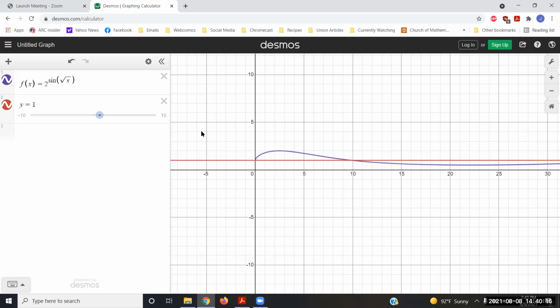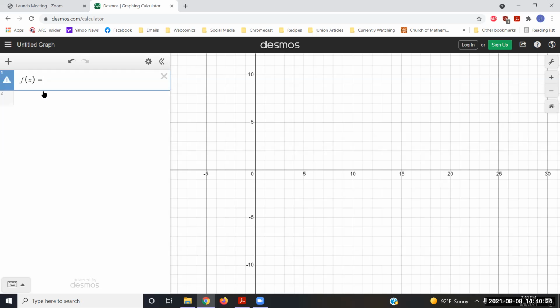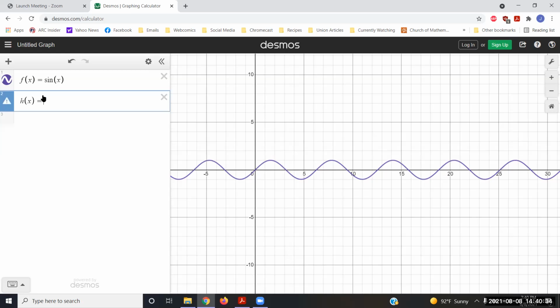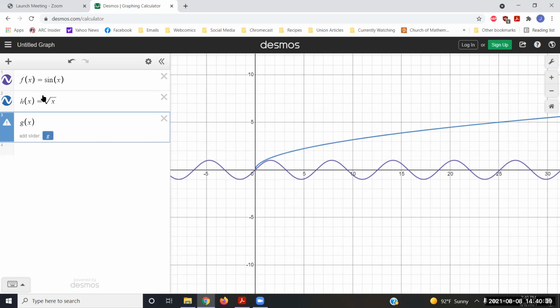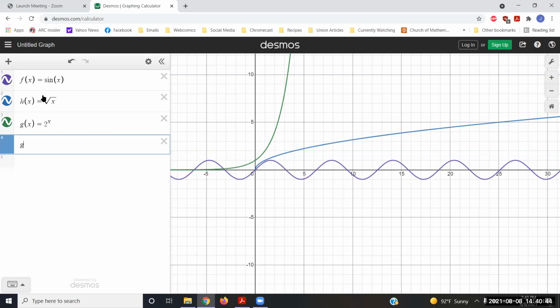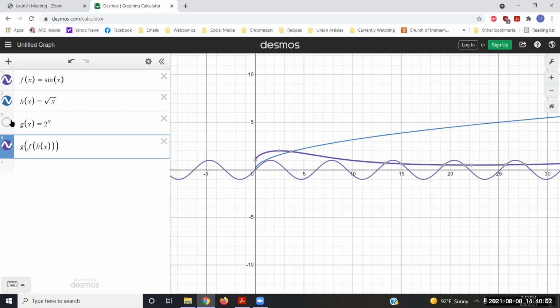And you could just use Desmos and play with it a bit. Desmos actually has the ability to do compositions of functions. And so we could say f of x equals, what was f of x? I already forgot. I think f of x is our sine function. And then h of x was our square root function. Then g of x was equal to our exponential function. And we could say g of f of h of x. And it will graph this function for us.